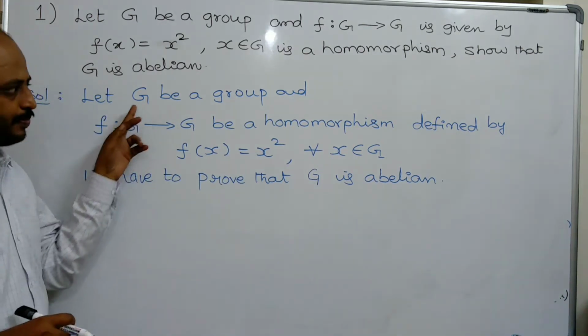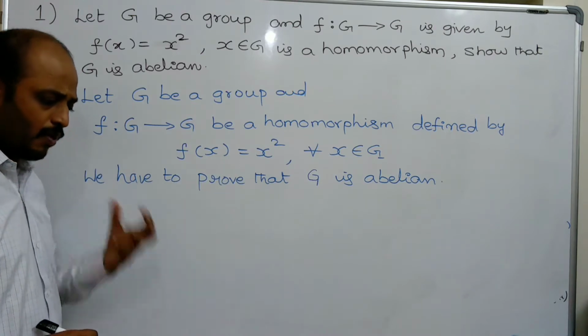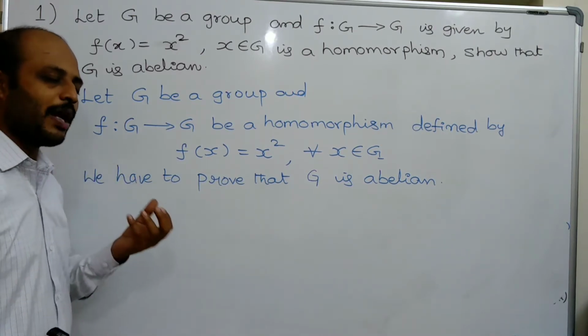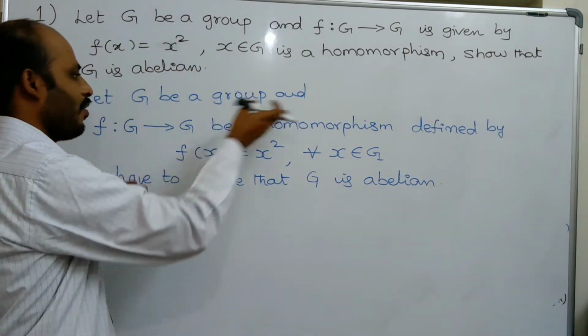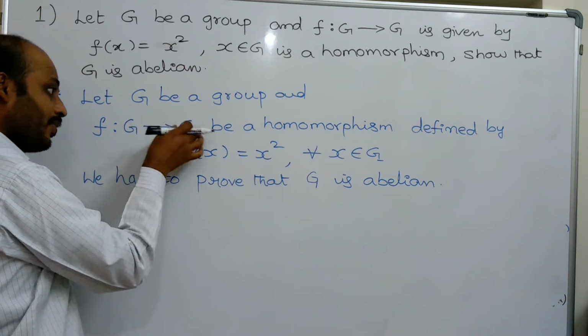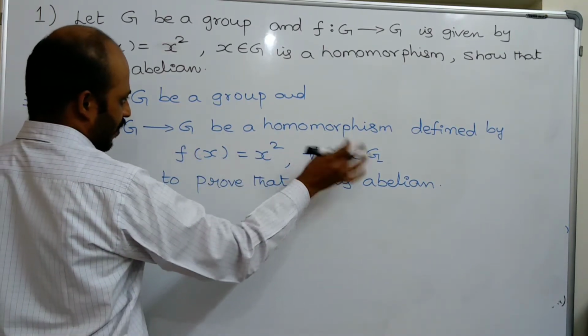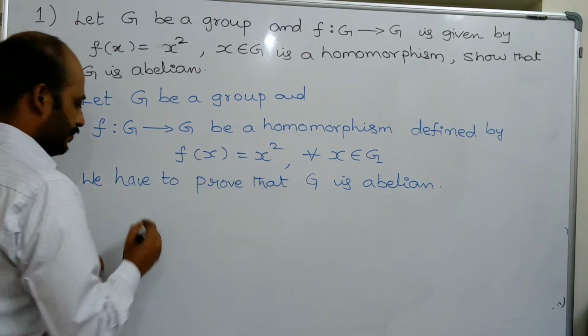G is a group. f maps G to G be a homomorphism. We learn a definition, endomorphism. A homomorphism of a group G into itself is known as an endomorphism. So here f is a homomorphism from G into itself, defined by f of x equals x square for all x belongs to G. We have to show that the group is abelian.